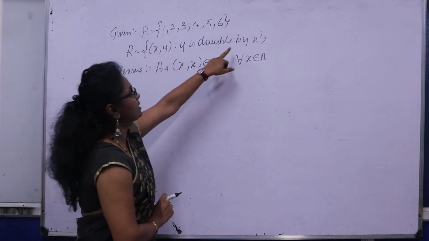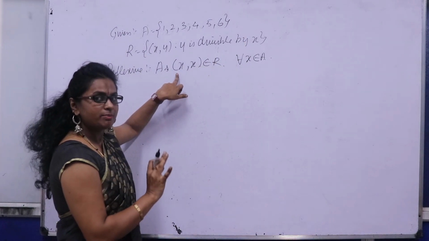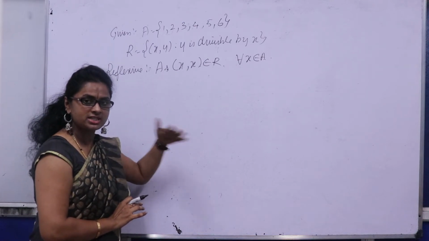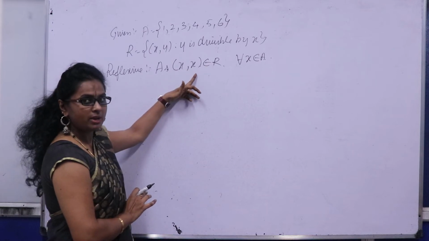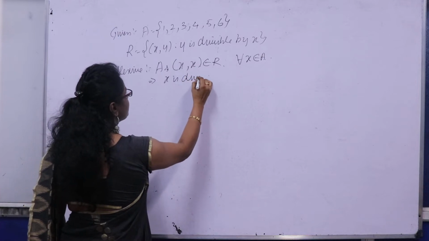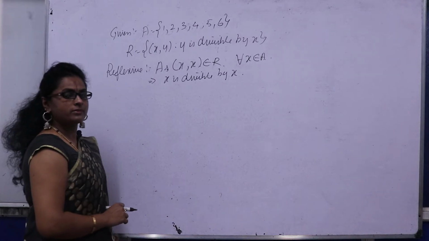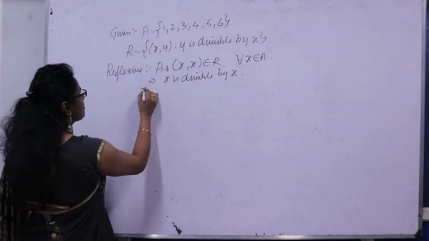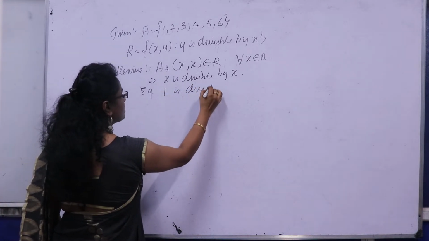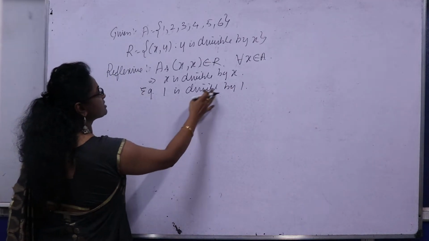Y is divisible by x is the given statement. Like x is divisible by x? Yes. That is, a number is divisible by itself. X is divisible by x, which implies that x is divisible by x. This condition is satisfied. Example, if I just take an example, 1 is divisible by 1. A number is divisible by itself. So 1 is divisible by 1.